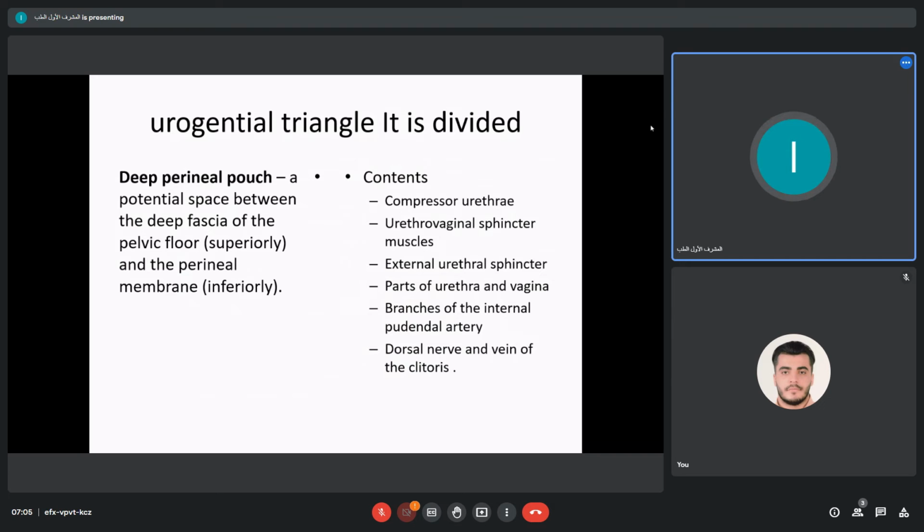First is the compressor urethrae and urethrovaginal sphincter muscle in the female, external urethral sphincter, part of the urethra and the vagina, branches of the internal pudendal artery, and dorsal nerve and vein of the clitoris. These are the contents of the deep perineal pouch.